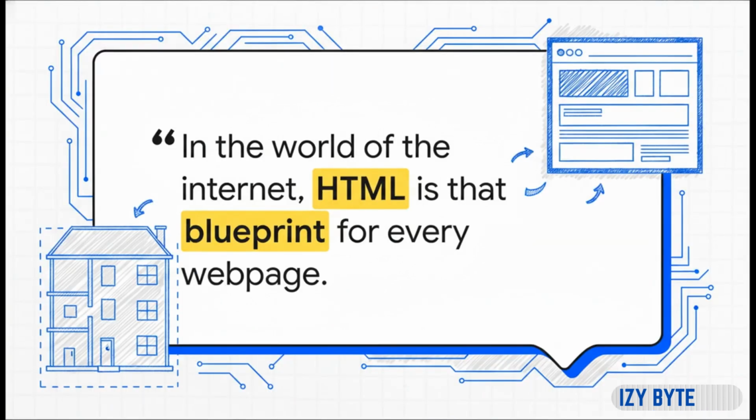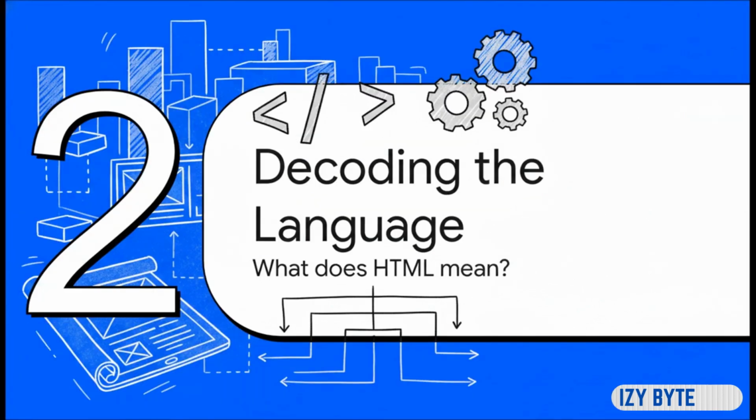And that is the core idea right there. In the world of the internet, HTML is that blueprint. It doesn't care about colors. It doesn't care about fonts. Not at this stage anyway. Its one and only job is to provide the raw, naked structure for the content on the page, just like that house blueprint. Okay, so we know it's a blueprint, but what does that name, HTML, actually stand for?